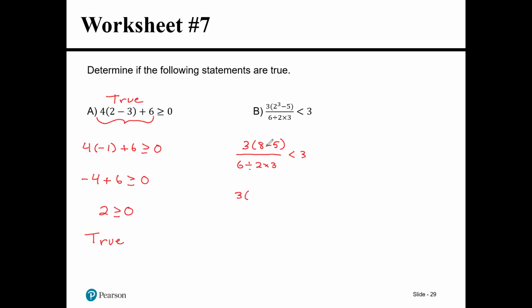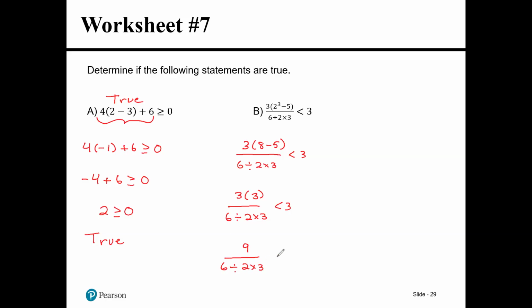Next, we have this grouping where we still have to work out. So we got the 8 minus 5. Well, it's going to be 3 again. 3 times 3, well, that's just 9. So now we have 9 over the grouping, which is 6 divided by 2 plus 3.